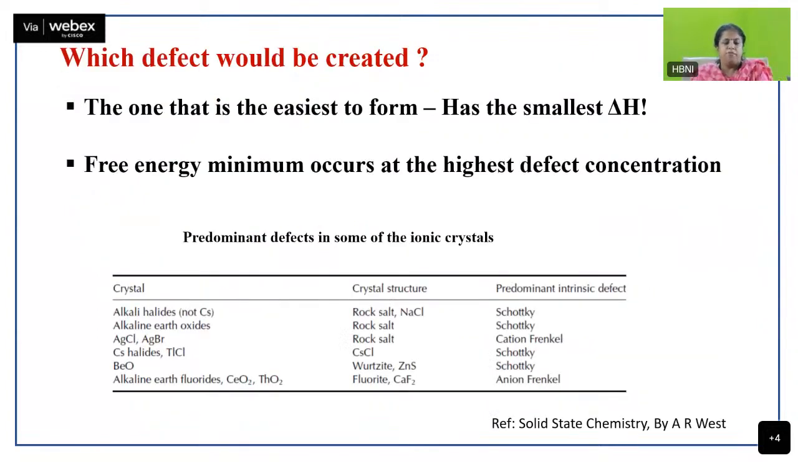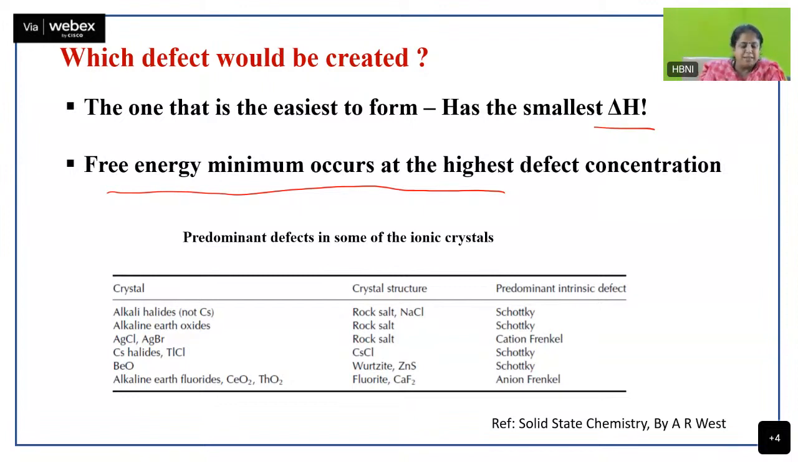Okay. Now, which defect would be created? Let's say I'm not talking of an ionic crystal. I'm talking of a metal. A metal can have only vacancy and interstitial defects. It cannot have a Schottky defect, right? So, which defect is easiest to form? The defect which has the smallest delta H. Like you and me, the material would also prefer the path wherein it has to work less, take lesser trouble. It is less endothermic. Also, the one for which the free energy minimum occurs at the highest defect concentration, that is, which imparts higher entropy.